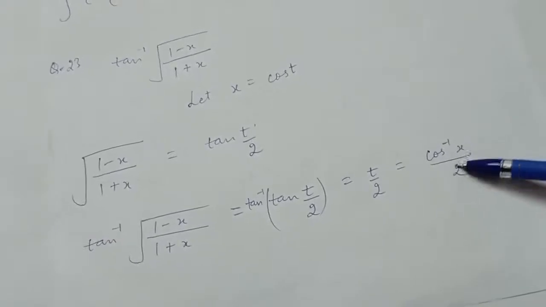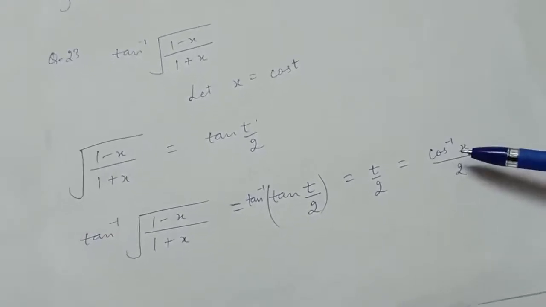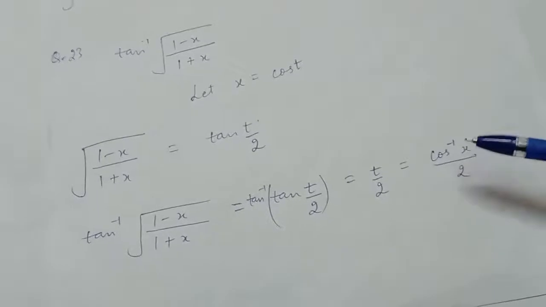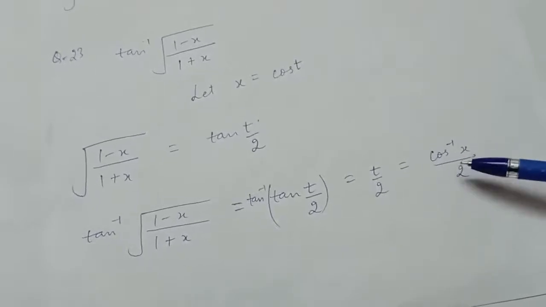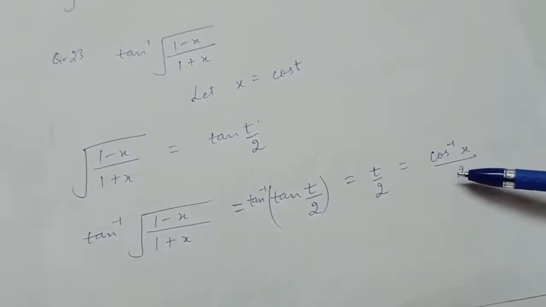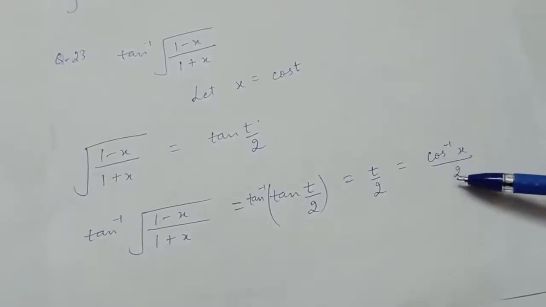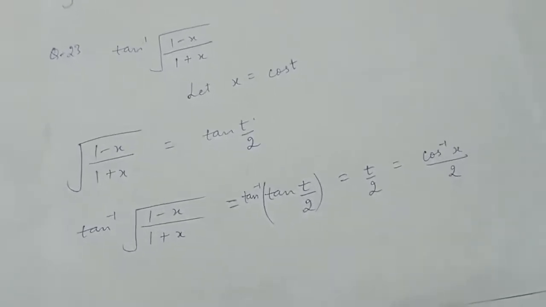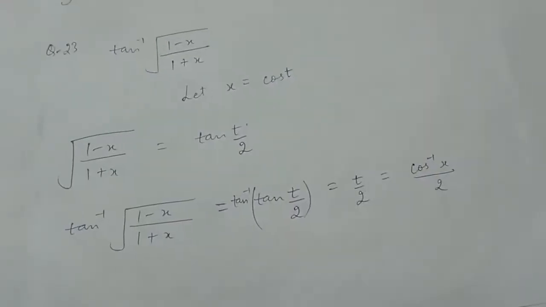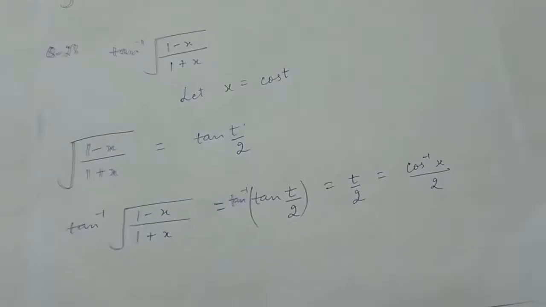Now find the integral of this using the ILATE formula, right? Using the integration by parts, take this cos inverse x as the first function and 1 by 2 as the second function. Apply the method of integration by parts, you will get the answer.